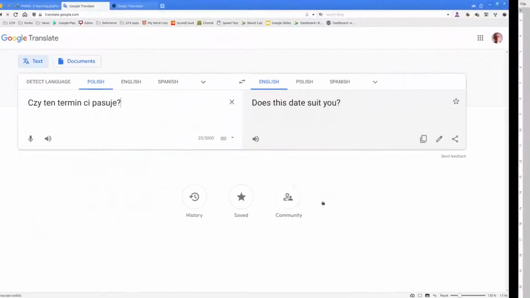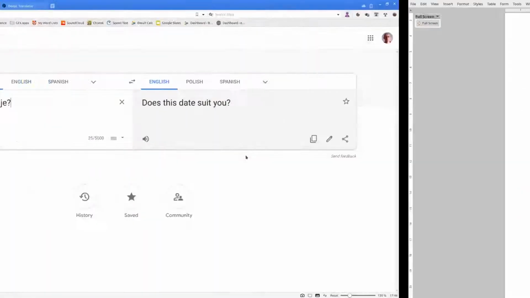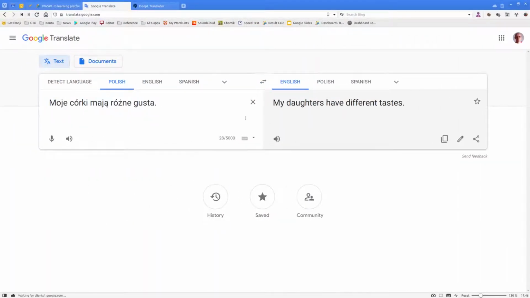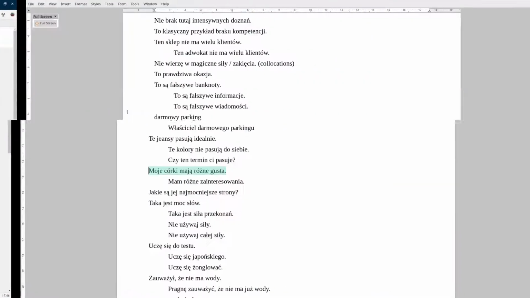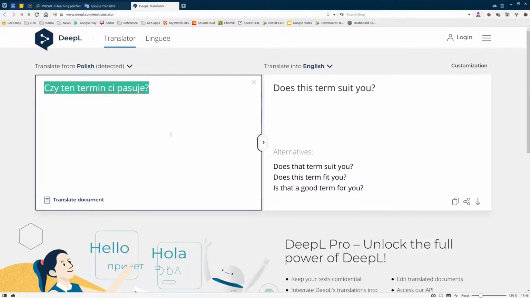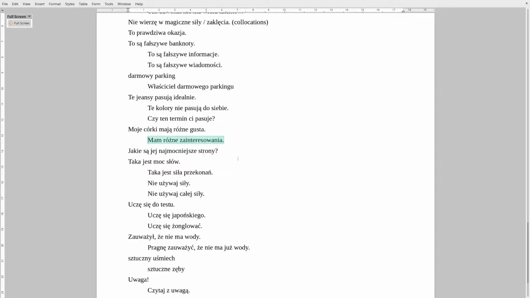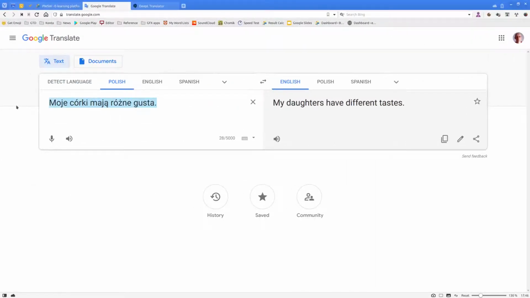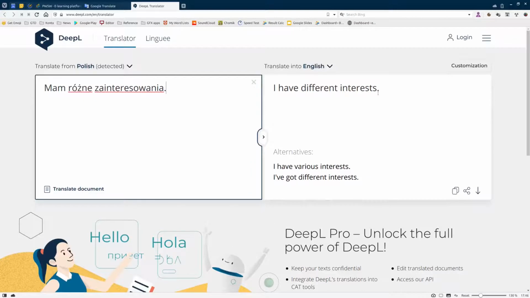Moje córki mają różne gusta. My daughters have different tastes. That's right. Mam różne zainteresowania. I have different interests. I have different interests, but it offers you those alternatives. I have various interests. I've got different interests.